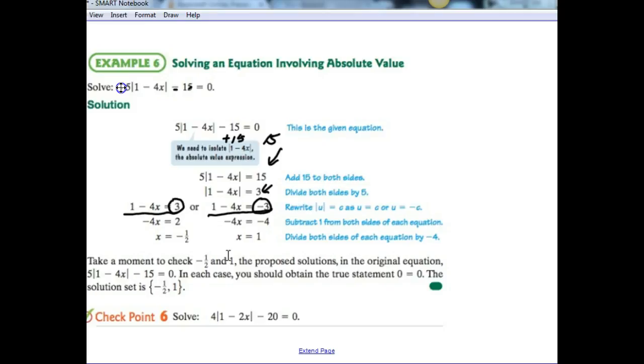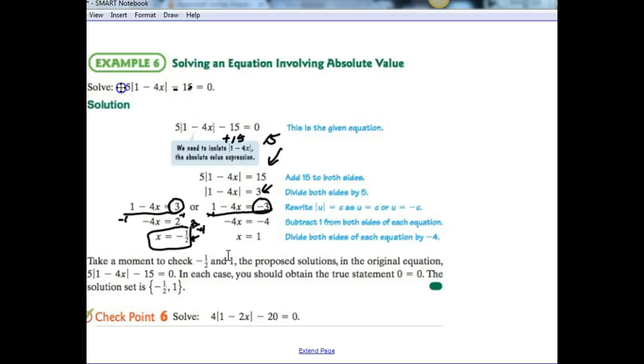We split the equation up, and we write it equal to 3, and then we write it equal to negative 3, like it's two separate equations. Now, on the first one, we're going to subtract a 1 over to the other side, and by doing so, we get negative 4x equals 2. Then you would divide both sides by negative 4, and 2 over negative 4 becomes this answer right here, or x equals negative 1/2.